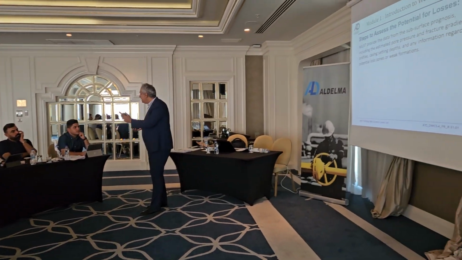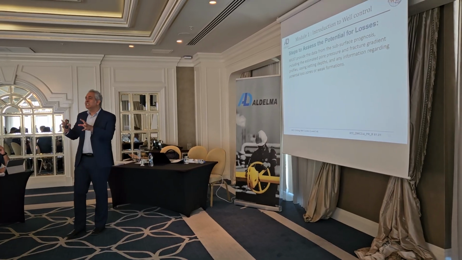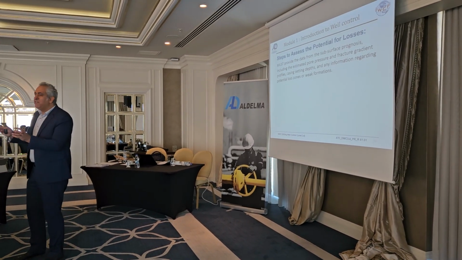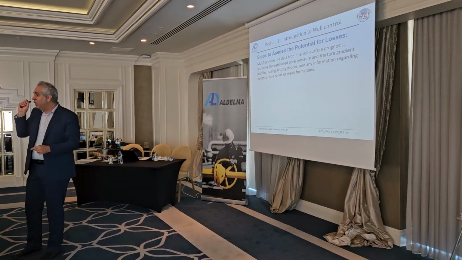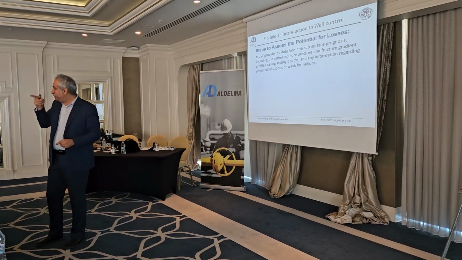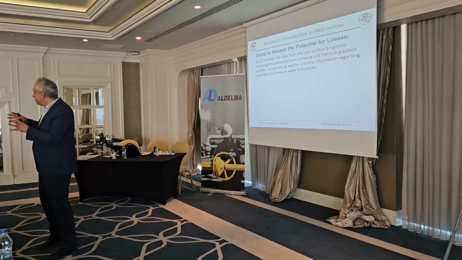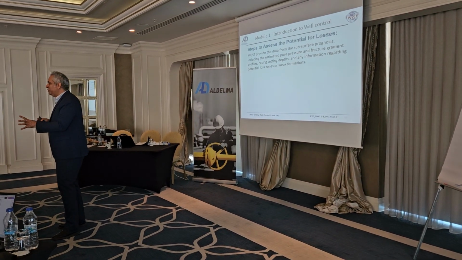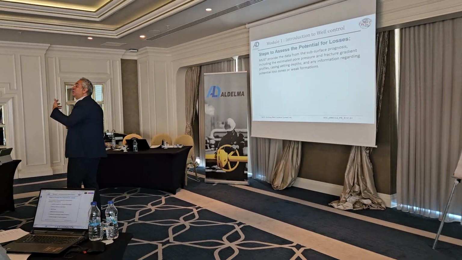We talk about the prognosis with predictions. Prognosis means that the data have uncertainty, so not 100% precise. There is a range for that. You need to look at the upper limit and lower limit. That's called the prognosis.